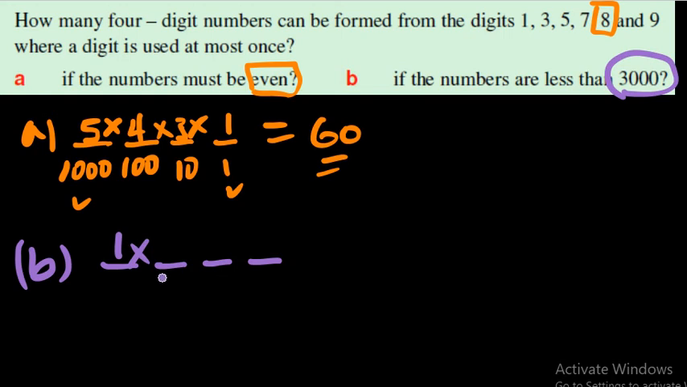In the hundred place, we can now take any of the 5 digits. So we have 5 chances, next 4 chances, and next 3 chances, because digits cannot be repeated. So again it will be 60 different possible 4-digit numbers which are less than 3000.